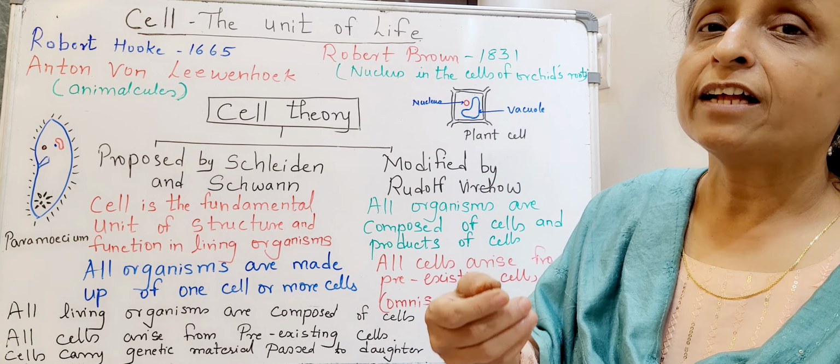And later on, in 1831, Robert Brown discovered the nucleus in the roots of orchids. And in 1838, Matthias Schleiden, who was a botanist, studied many plants and discovered that plants are made up of cells.